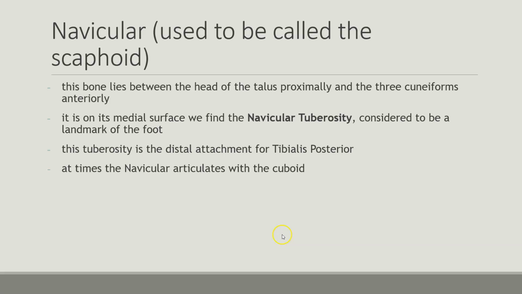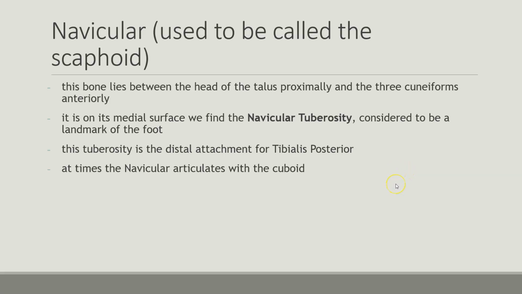The three cuneiforms are on the medial surface. We also find something called a navicular tuberosity, which is considered a landmark of the foot, and you may have already palpated it. If you haven't, you for sure will be very shortly. This navicular tuberosity is actually the attachment for a muscle called tibialis posterior.